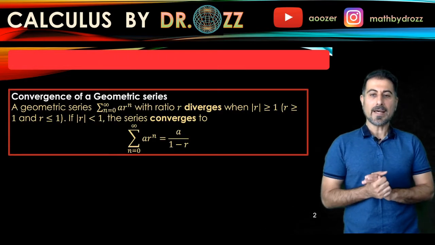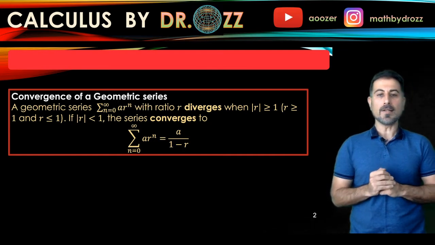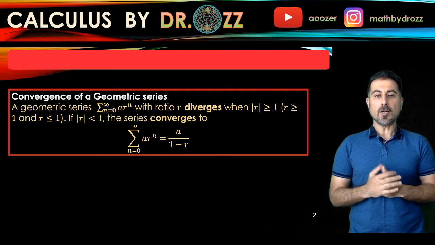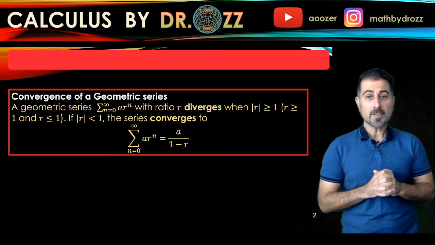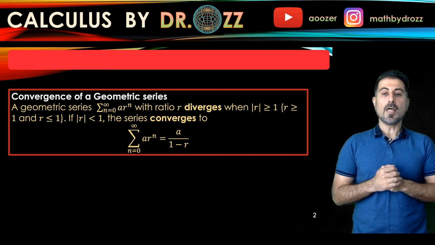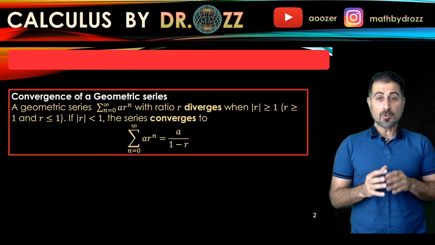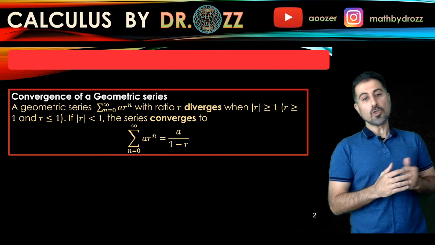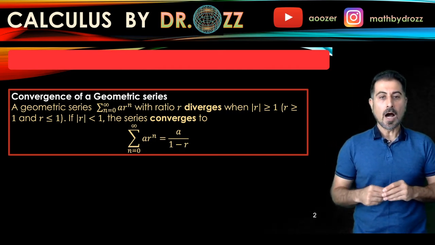So here we have the convergence of a geometric series. This is something that we did in the beginning of this chapter. Once you have a geometric series, a times r to the n, with r being the ratio of the geometric series, this series is convergent only if the absolute value of r is less than 1. And in fact, if this is the case, then you can represent the sum of the geometric series by a and r. In fact, it is a over 1 minus r.